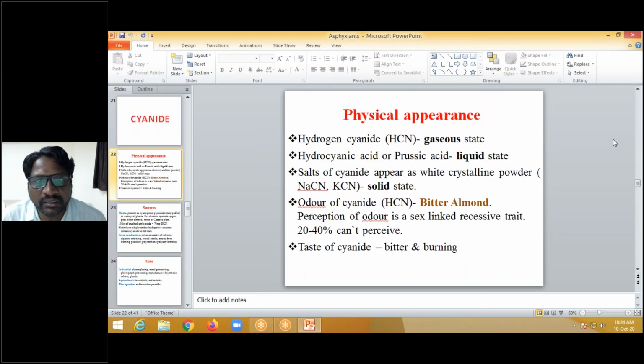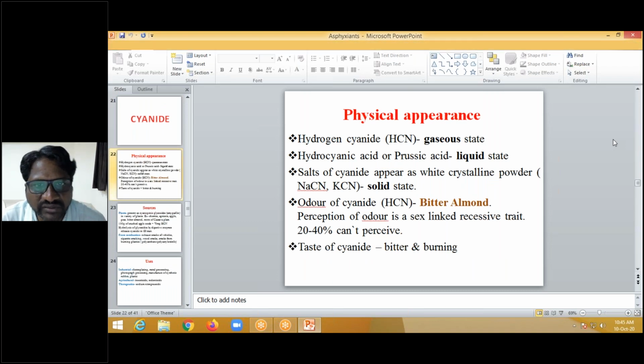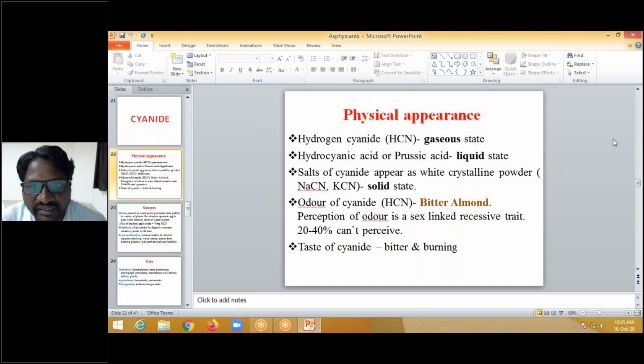Quickly, now come to what is cyanide. Hydrogen cyanide is the gaseous state. Hydrocyanic acid or prussic acid is the liquid state, and salts of cyanide appear as white crystalline powder. This is the solid state. These are the three forms of cyanide. The odor of cyanide is bitter almond, and the taste of cyanide is bitter and burning.